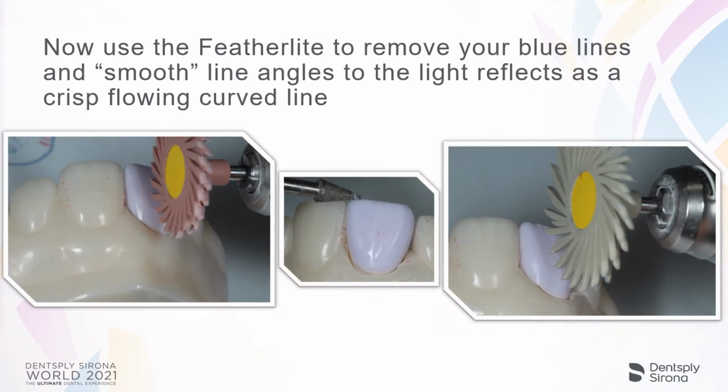As I go through a little bit further, what I'm going to then use is my featherlight to remove my blue lines and smooth line angles to reflect light as a crisp, flowing, curved line. We never want to have extremely sharp right angle edges.